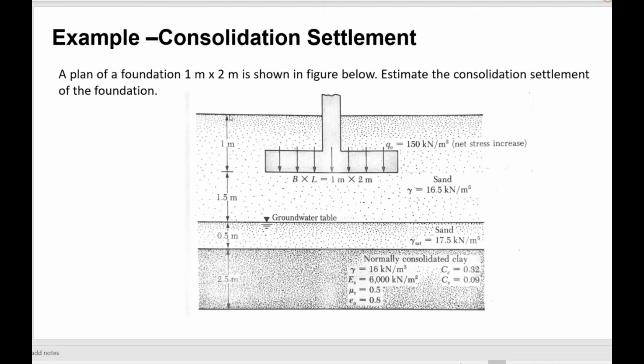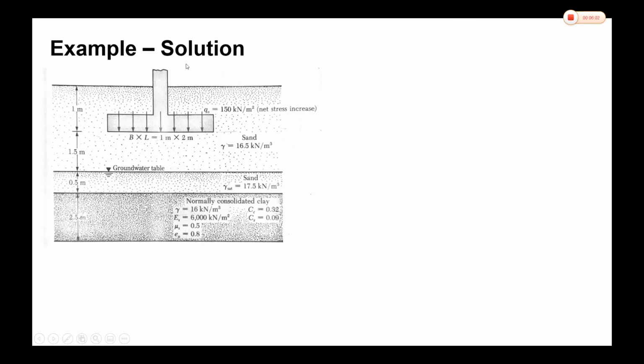And then don't forget, look at the thickness of each layer. Okay, now we look at the solution for this exercise. So first, we need to identify the equation to be used. Now the keyword here is it is normally consolidated clay.